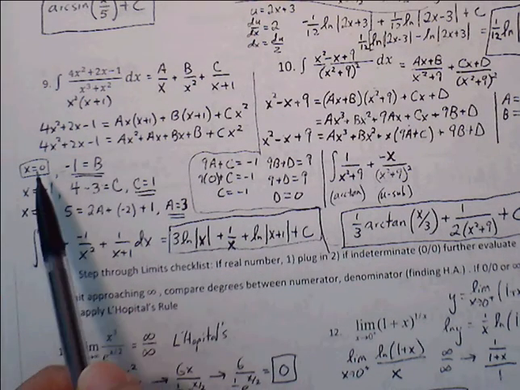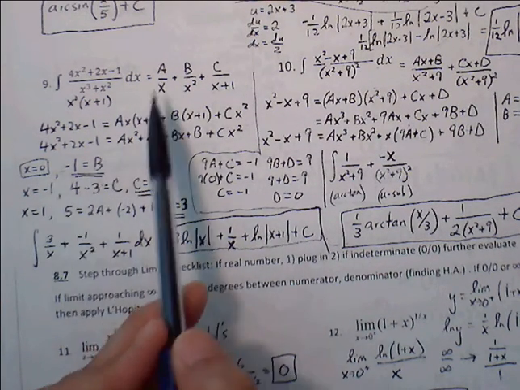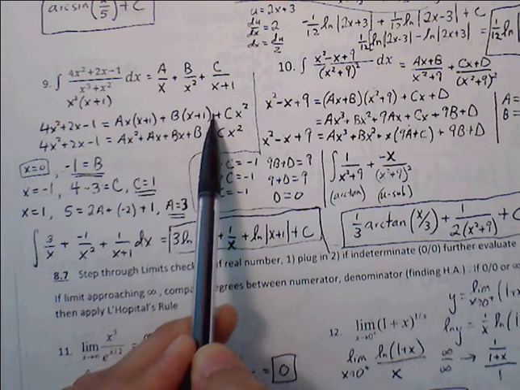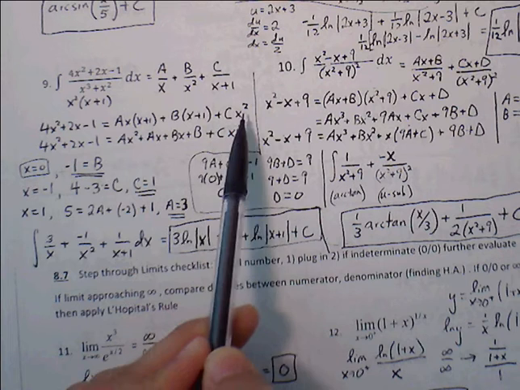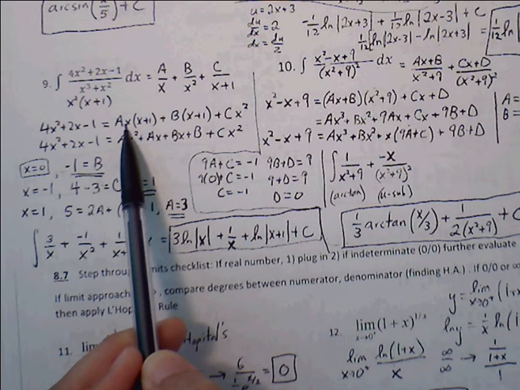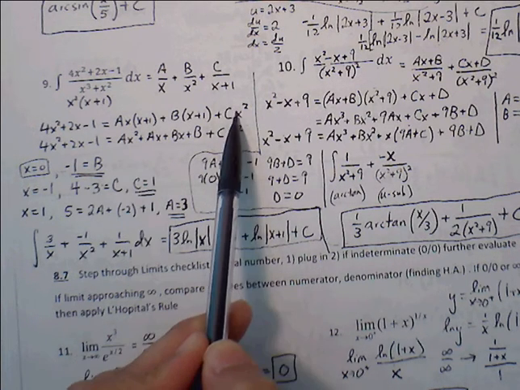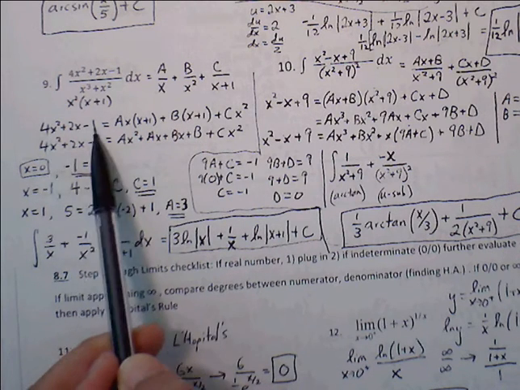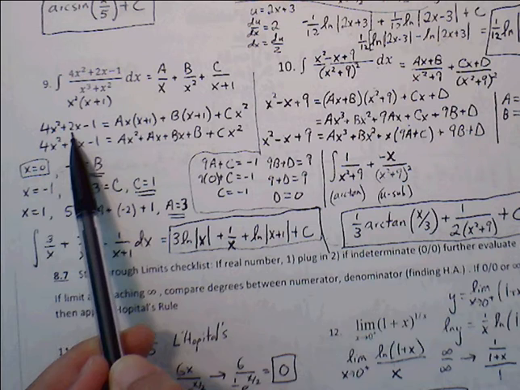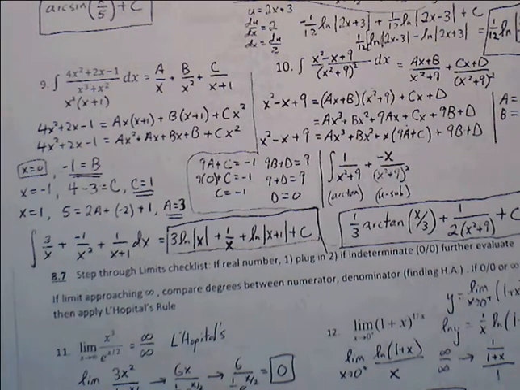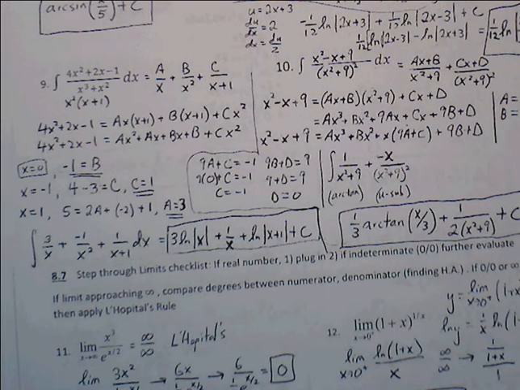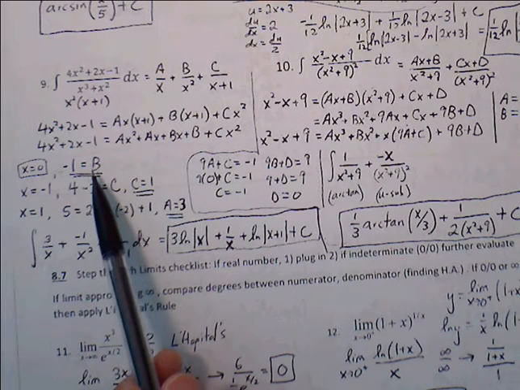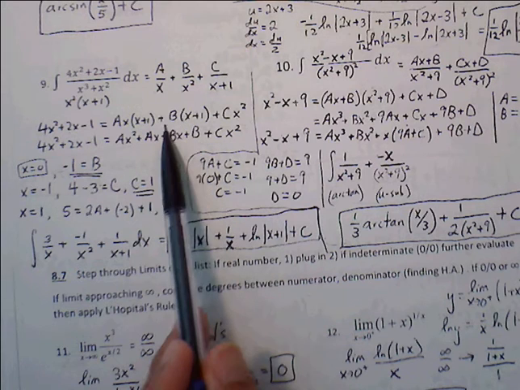So let's start off with the easiest one. If x is 0, that will take out the A value and the C value, because the x will go to 0. It'll just be the B value left. So B is equal to -1, because if I replace each of the x's with zeros, I'm left with just B equals -1.